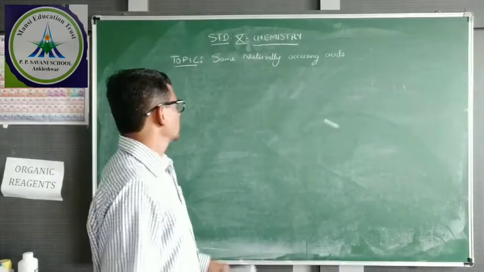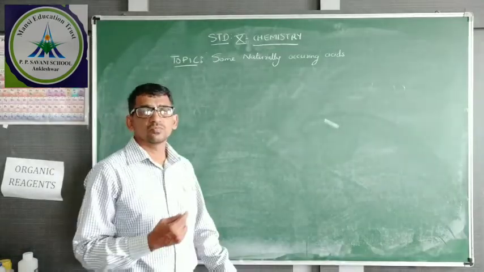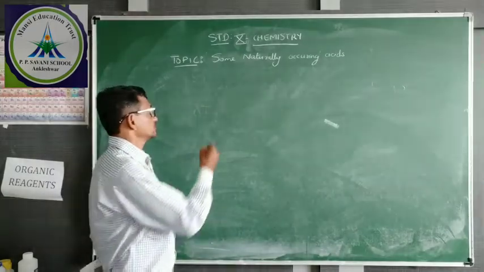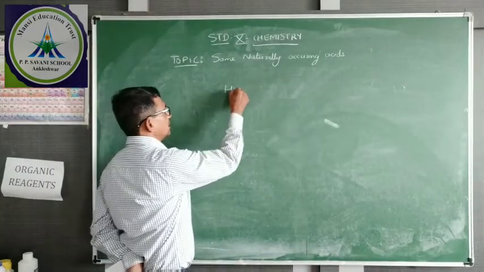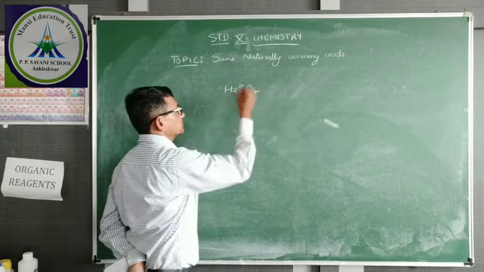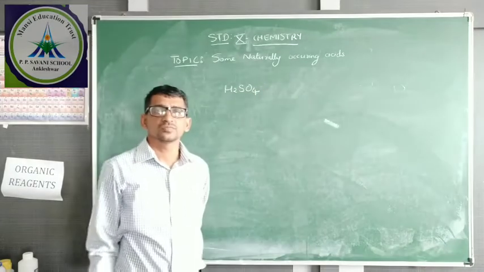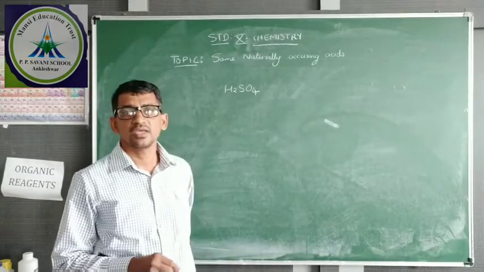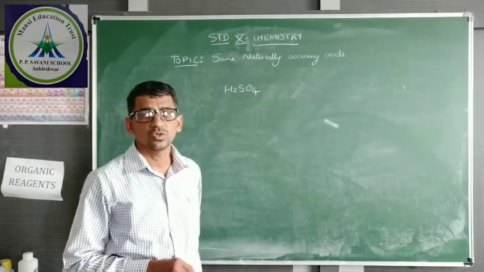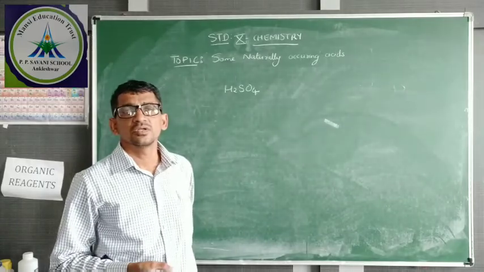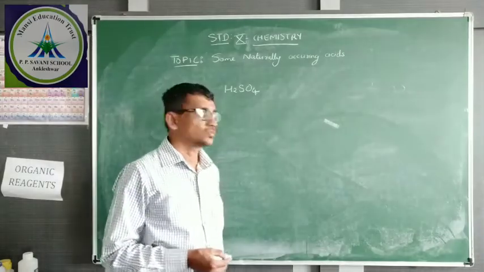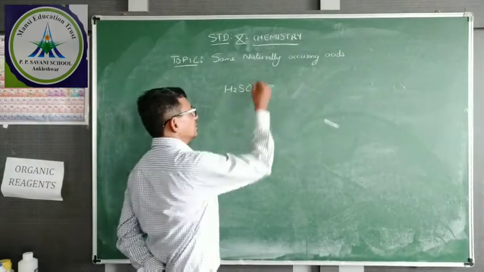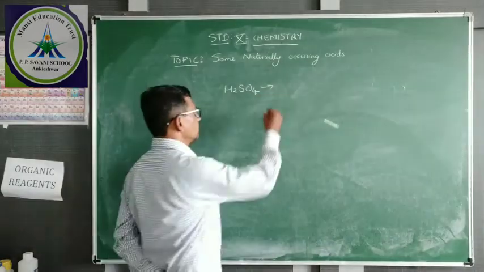First I will discuss a few strong acids. The first acid is H2SO4, sulfuric acid. This is prepared in the laboratory by an artificial method. Its pH is near to 1 or 2.